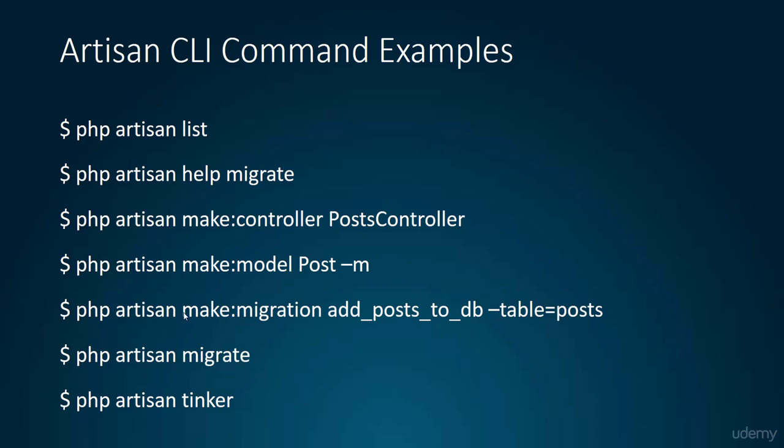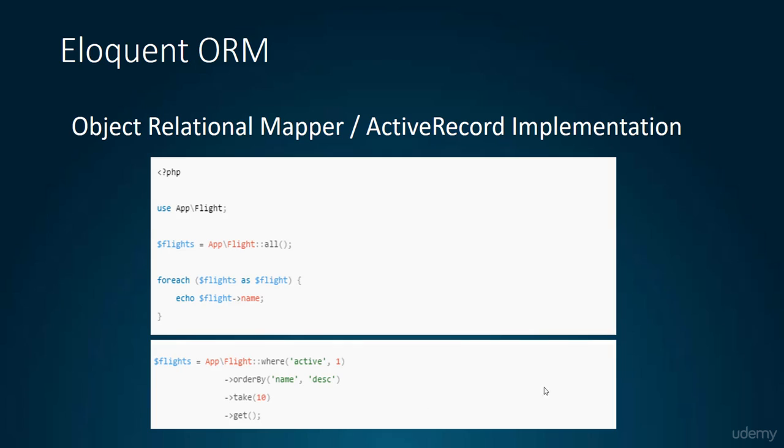Okay, now if you want to create a custom migration file, you can do that. So for example, this is add post to DB, and we can specify the table name. And then once we want to actually run the migration files and create the database tables, we can do php artisan migrate. All right, and then if we want to use Tinker in the command line, we can say php artisan tinker. There's other commands, but these are some of the most popular.